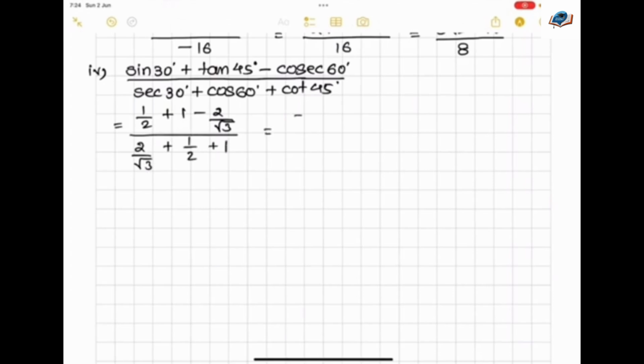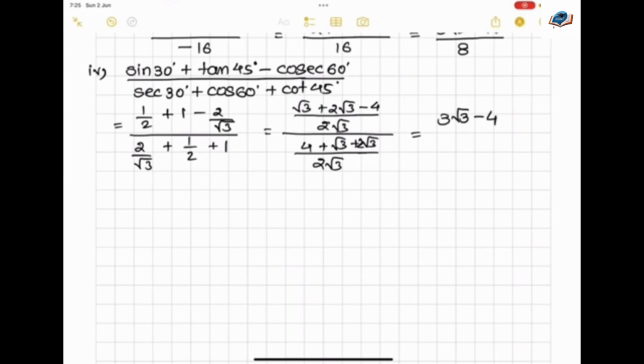Now doing LCM in the numerator and denominator. So 2 root 3. So root 3 plus 2 root 3 minus 4 whole upon, again the denominator is 2 root 3. So 4 plus root 3 plus 2 root 3. So now the denominator got cancelled. So 3 root 3 minus 4 upon 4 plus 3 root 3.